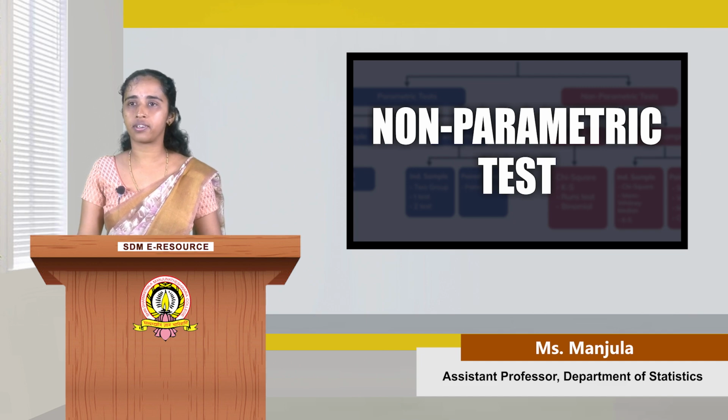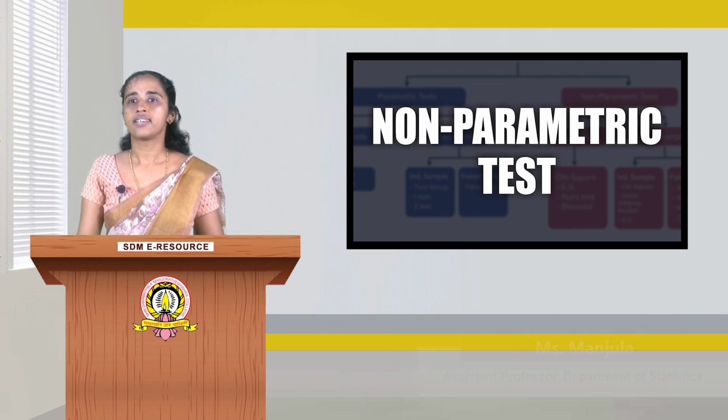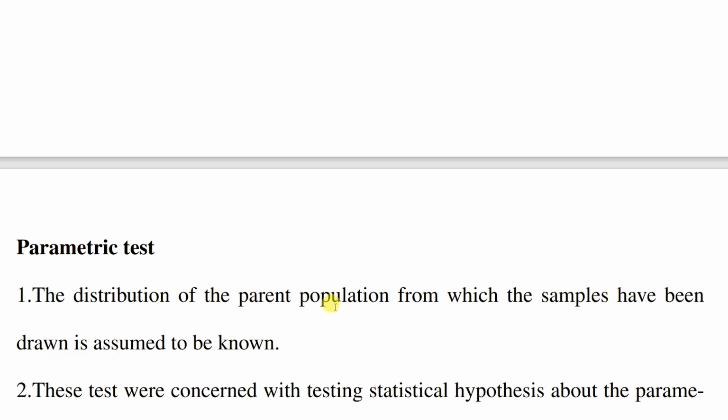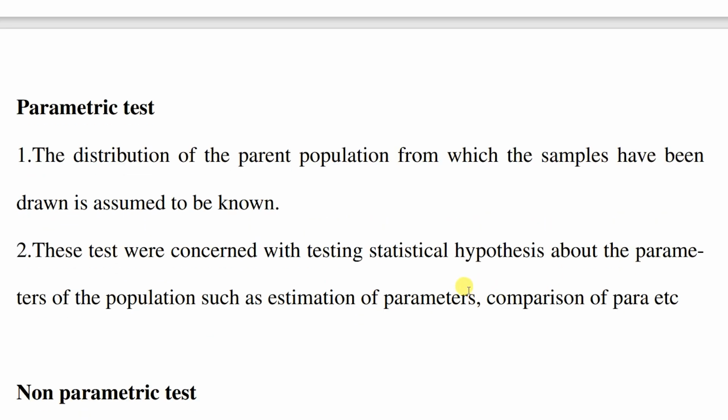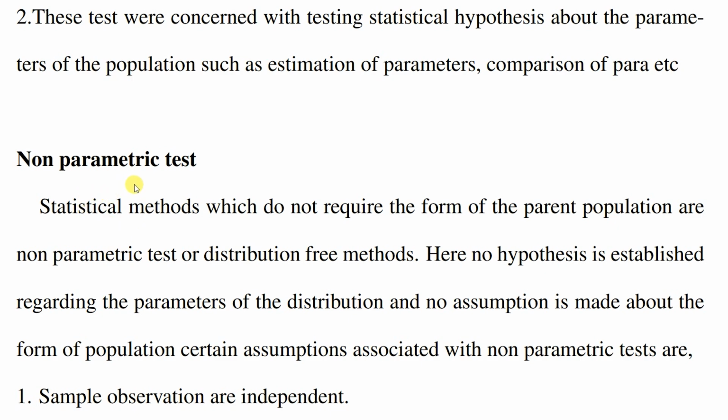We all know about the parametric test. Just a bird's eye view of a parametric test is, the distribution of the parent population from which the samples have been drawn is assumed to be known. These tests were concerned with testing statistical hypotheses about the parameters of the population, such as estimation of parameters, comparison of parameters, etc. Now we move to the non-parametric test.